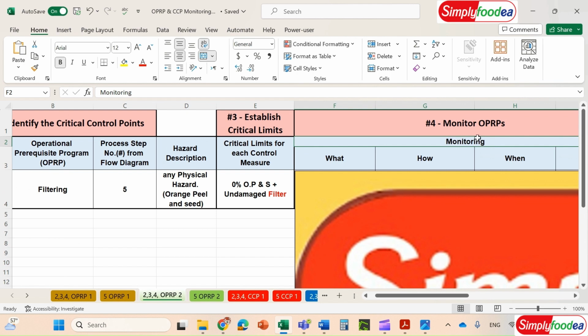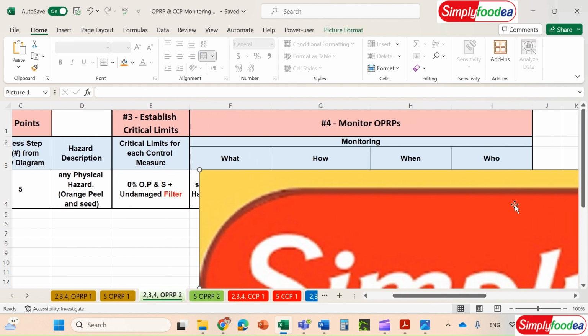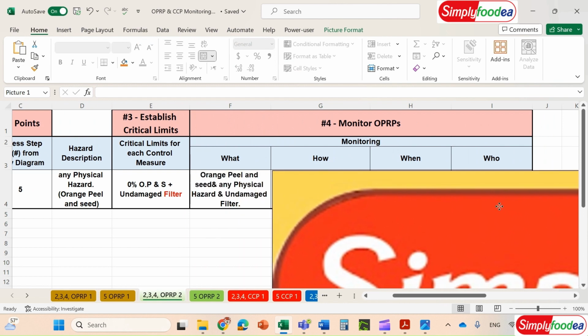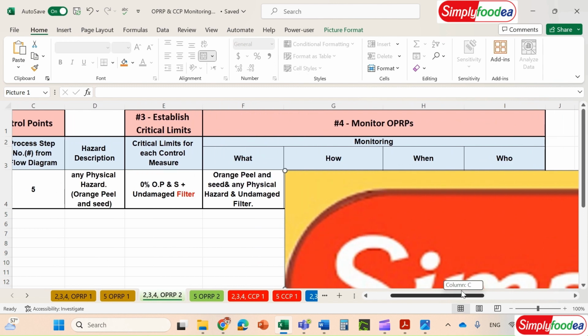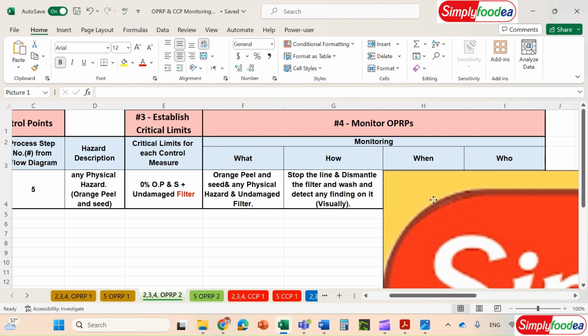So how are we monitoring our OPRPs? We must answer four questions. The first question is: what? What are we monitoring in the filtering process? I am monitoring the orange peel and the orange seed, any physical hazard, and the undamaged filter. How am I monitoring? I'm stopping the line, dismantling the filter, and washing it, and detecting any finding on it because I'm viewing it visually.